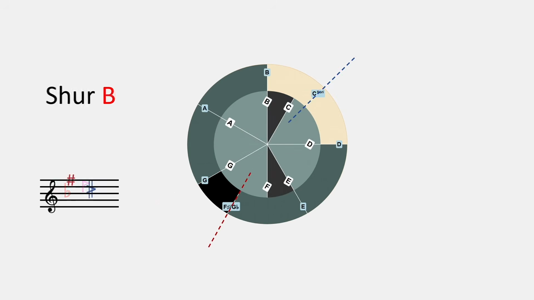By rotating the diatonic circle and positioning B at the 12 o'clock position, we obtain Shur B. Using the same method, we can visualize its relationship with the Diatonic Scale and identify its key signature. This systematic approach allows us to map different Shur scales efficiently.